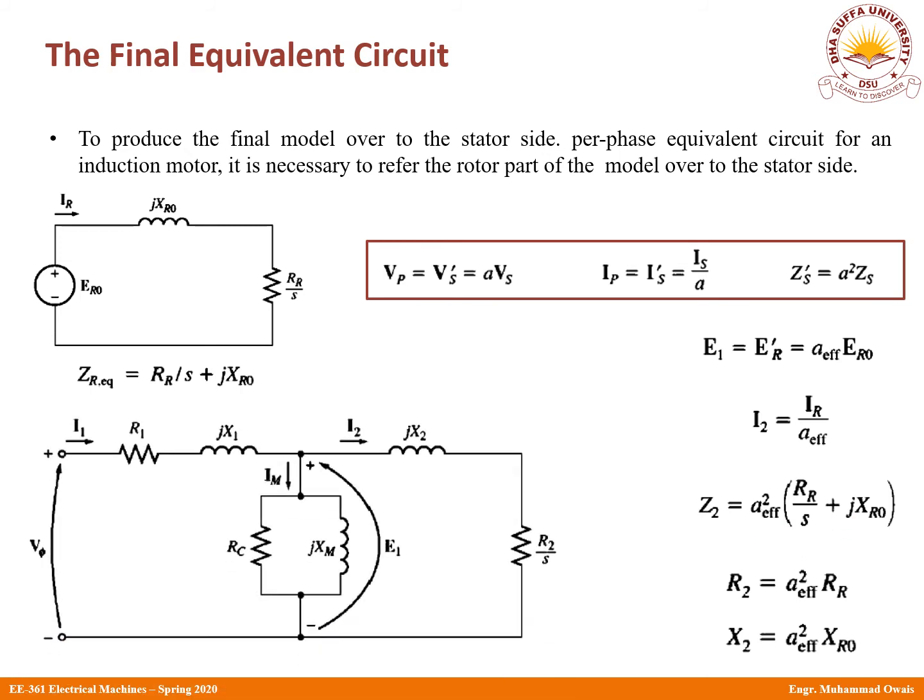Now we are ready to launch our final equivalent circuit, or the per phase equivalent circuit of the induction motor. See, all this is exactly the same as what we did earlier. This is my E1, which is actually equal to A effective into E R naught, and this is now jX2. And here this is R2 upon S. This is what I told you Z2 will be: R2 upon S plus jX2, and this I2 can be found using this relationship of IR with A effective. So now this is my complete equivalent circuit, the per phase equivalent circuit of an induction motor.